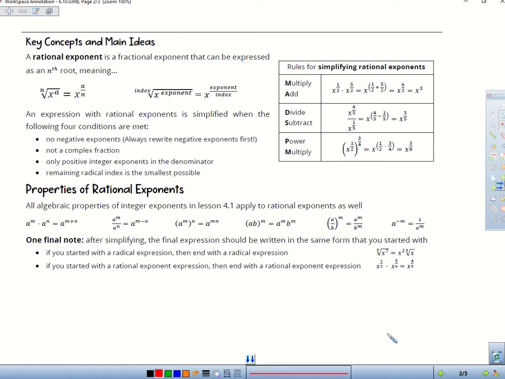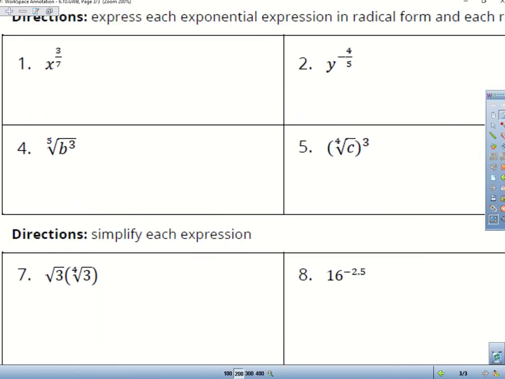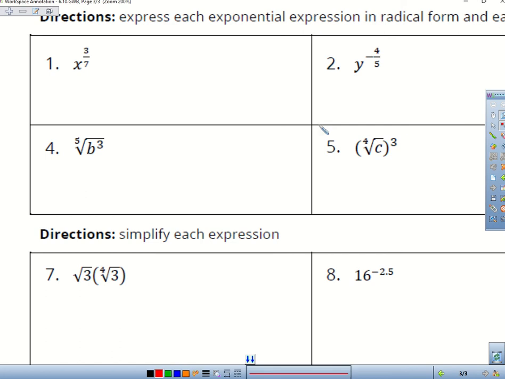So the main idea is, unless otherwise stated in the directions, you're going to end with whatever form you started with, okay? So we're going to go ahead and start. We're going to do 1 and 4 first because they're pretty easy, and then we'll move on to 2 and 5. So the question here asks us to express them in the opposite way that they are expressed. In this case, we're already a fraction, so we want to convert it to a radical.